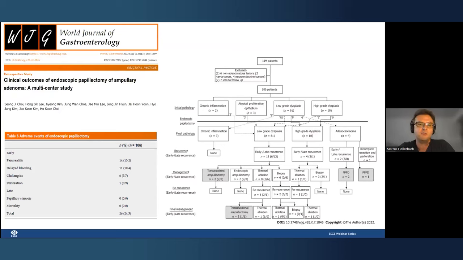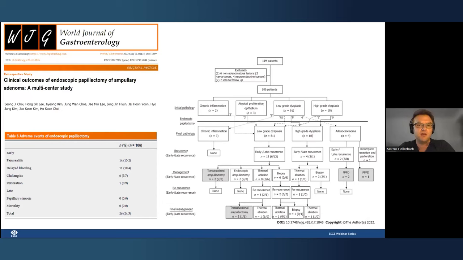The biopsy error is between 30 and 50%. That means you have some lesions that were classified as neoplastic lesion, and in the end, after the endoscopic papillectomy, it's only chronic inflammation, so a non-neoplastic lesion. And on the other hand, you still have lesions that you classified as adenoma, and in the end, these were high-grade dysplasia or even adenocarcinoma.